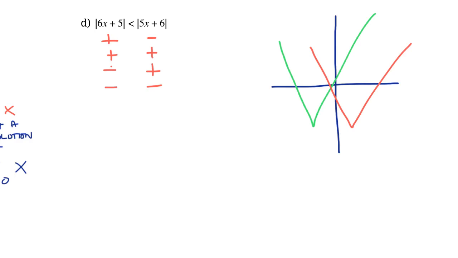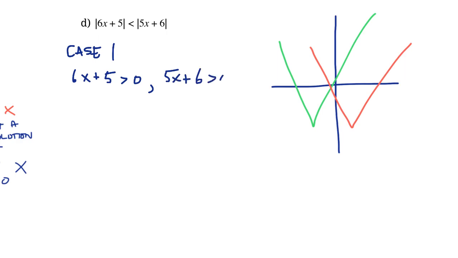So case one, I'm actually going to erase that to give us a little bit of space. Because we have so many cases here, I'm going to label them. Case one is where 6x plus 5 is greater than 0 and 5x plus 6 is greater than 0. So that's the case where both of them are positive, right? What that's going to look like is positive 6x plus 5 is less than positive 5x plus 6, and we should just be able to solve this inequality pretty easily.